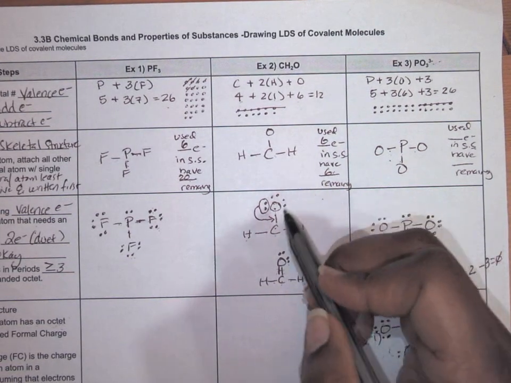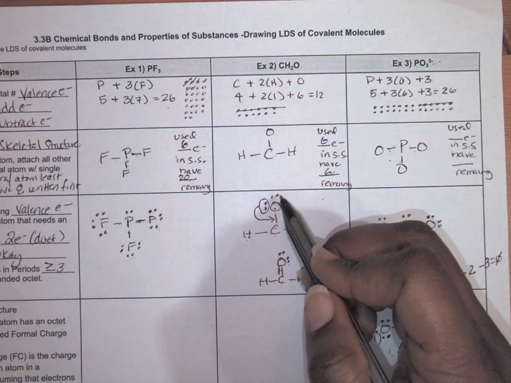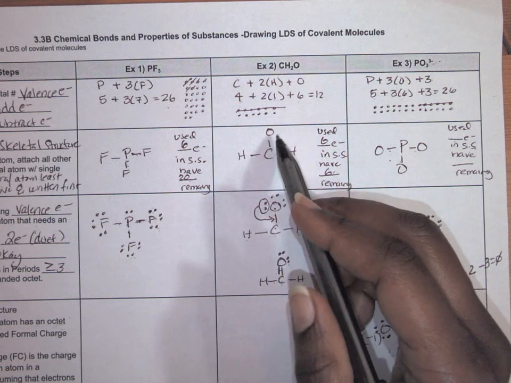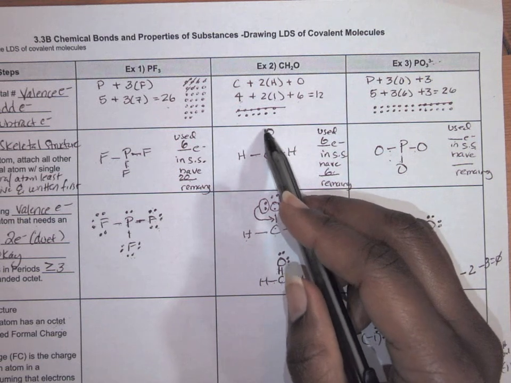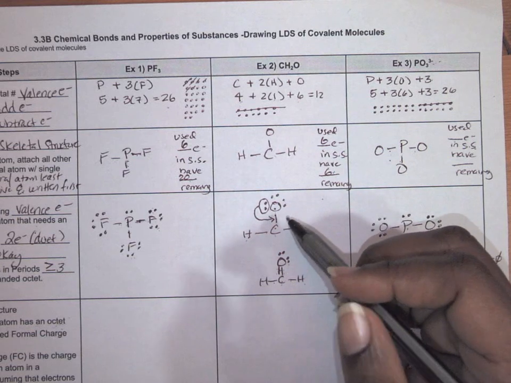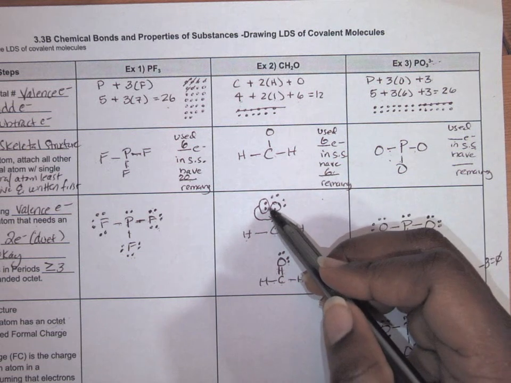When drawing the 6 remaining, I started off by drawing them around the oxygen atom. I did 2, 4, 6 electrons around the oxygen atom to give it an octet in the structure, because as you can see here, this oxygen would need 6 electrons to get an octet. But in doing so, the carbon did not have an octet.